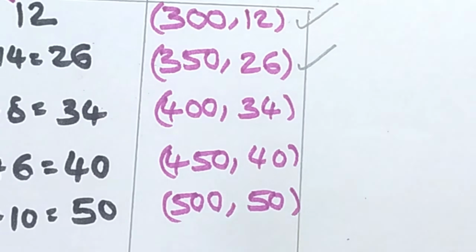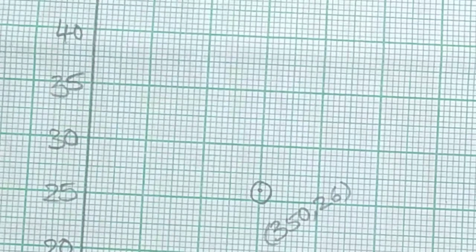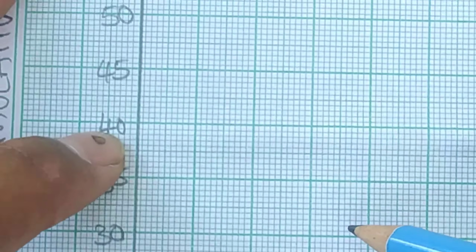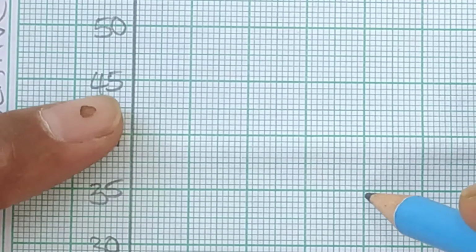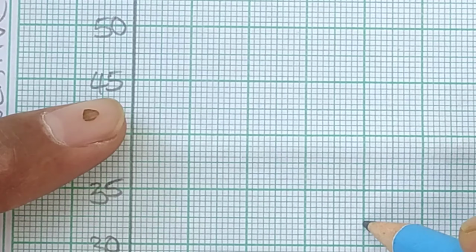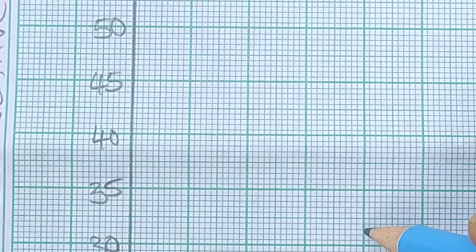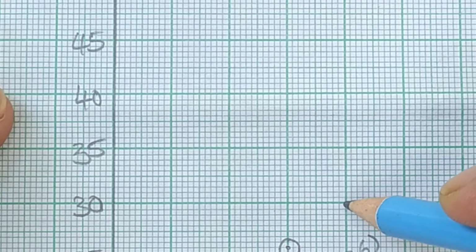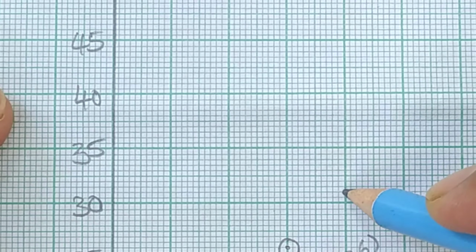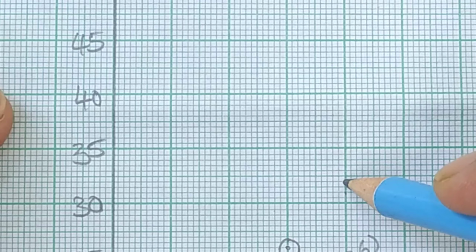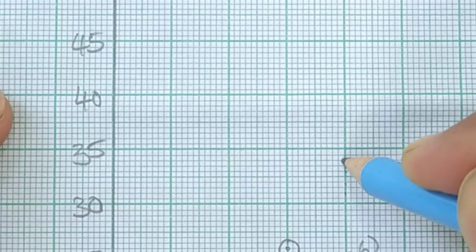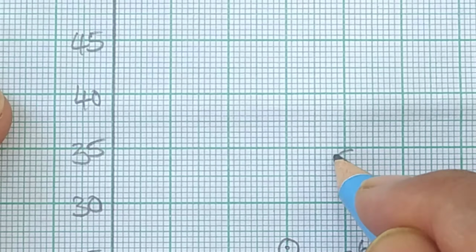This is plotted: 400 comma 34. See here, this is 400. Let us move up here to get 34. So, here this is 30, leave one line 31, leave one line 32, leave one line, this is 33, leave one line, this is 34. Clear? So, this is the required point.